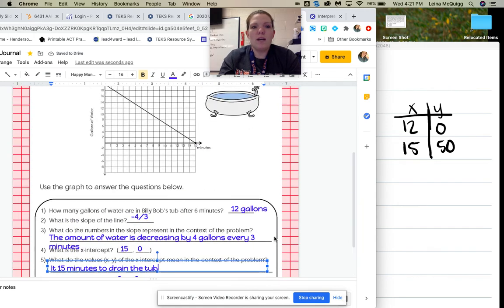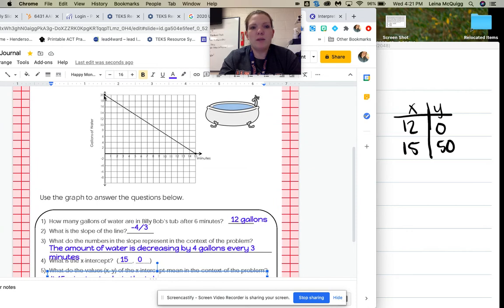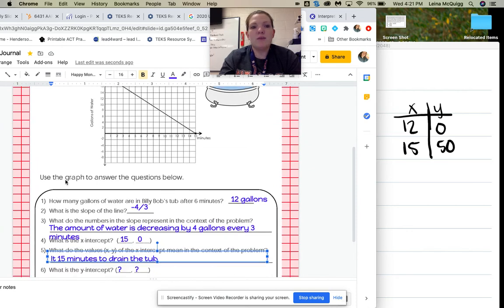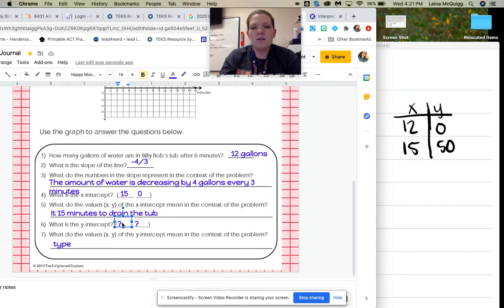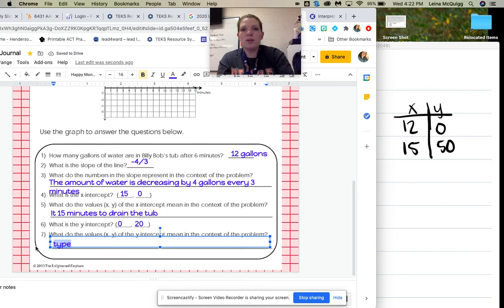What is my y-intercept? Well, my y-intercept's up here, where I cross the y-axis, and that's at (0, 20). 0 is the number of minutes. 20 is the number of gallons. So at the very beginning, before he pulled the drain to time, how much water did we start with? We started with 20 gallons of water in the tub.